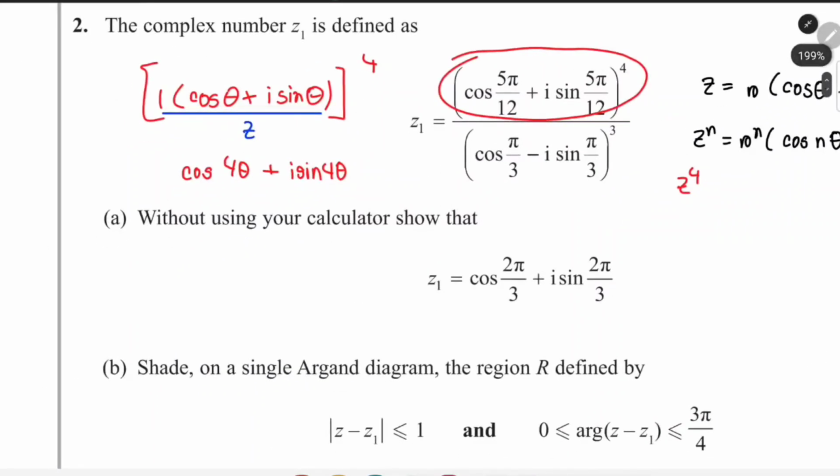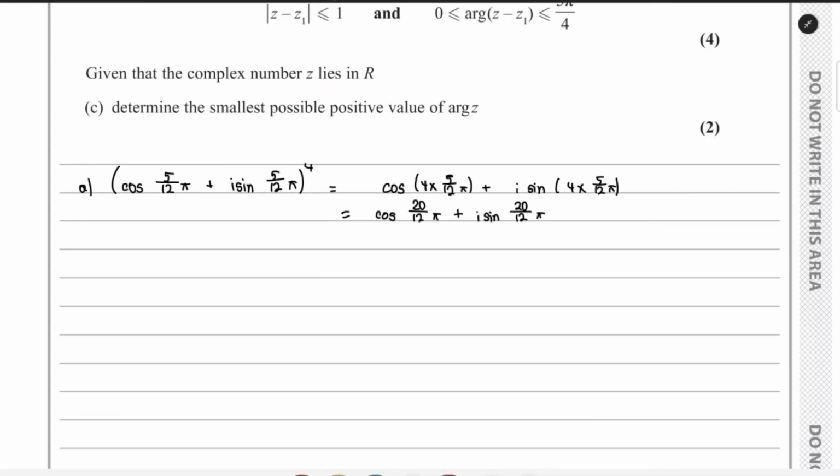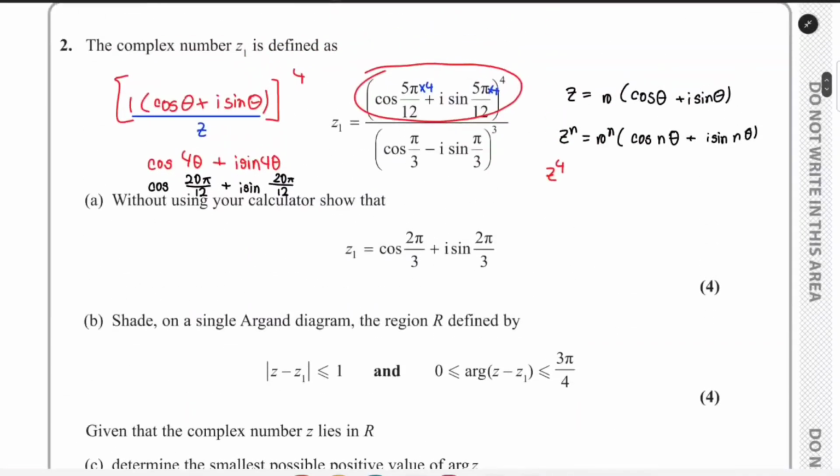So the numerator can be written as cos 20 pi by 12 plus i sin 20 pi by 12. The 20 comes here from multiplying 4 over here. So this is how we work with the numerator, and we can do the same with the denominator as well.